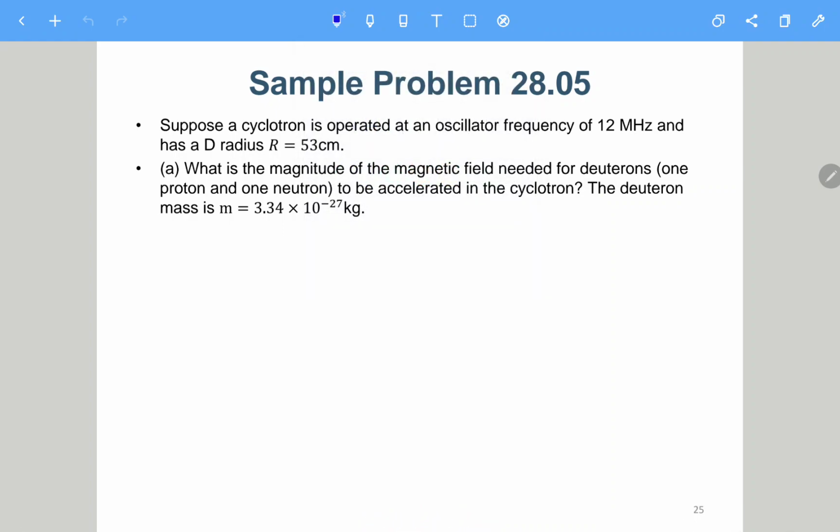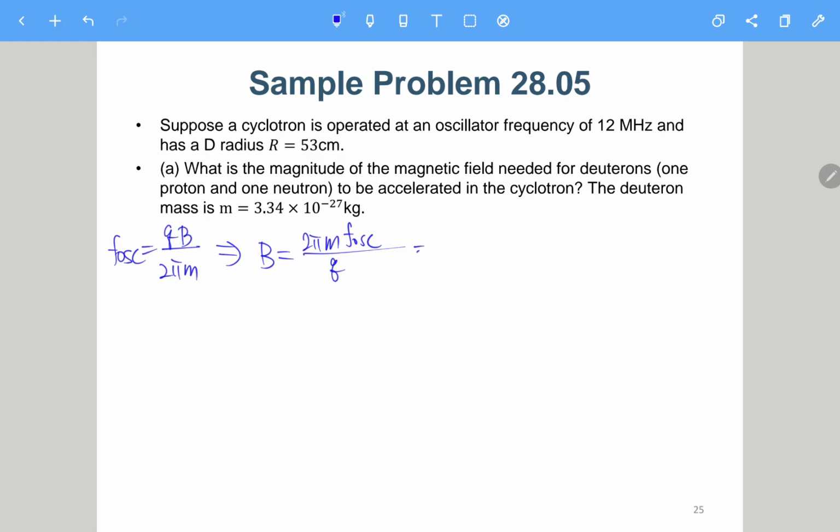Okay, so this is not difficult because we already know f_osc is like qB over 2πm. So we will be able to find the B field, because it asks what is the magnitude of the B field. So the B field will be 2πm f_osc over q.